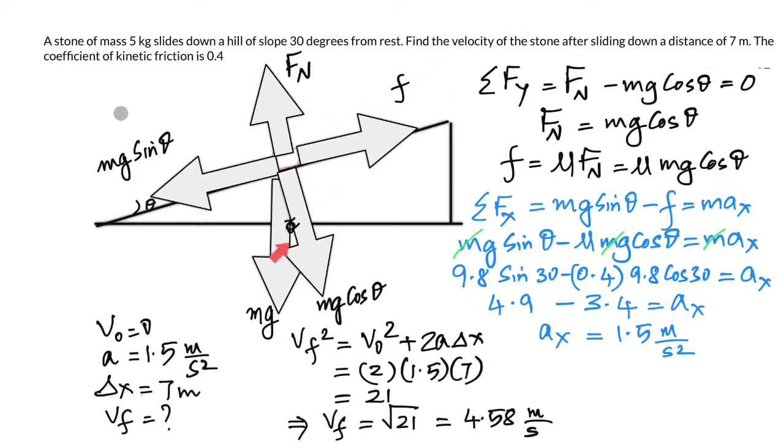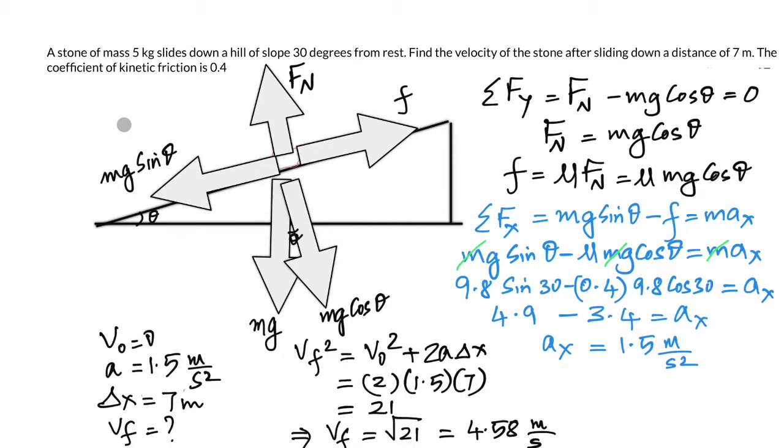So we need to break mg into its components, which gives us mg sine theta along the plane and mg cosine theta perpendicular to the plane. And friction is always opposite to the motion, so now we have friction opposite to the motion. The object is sliding down, therefore friction is up.